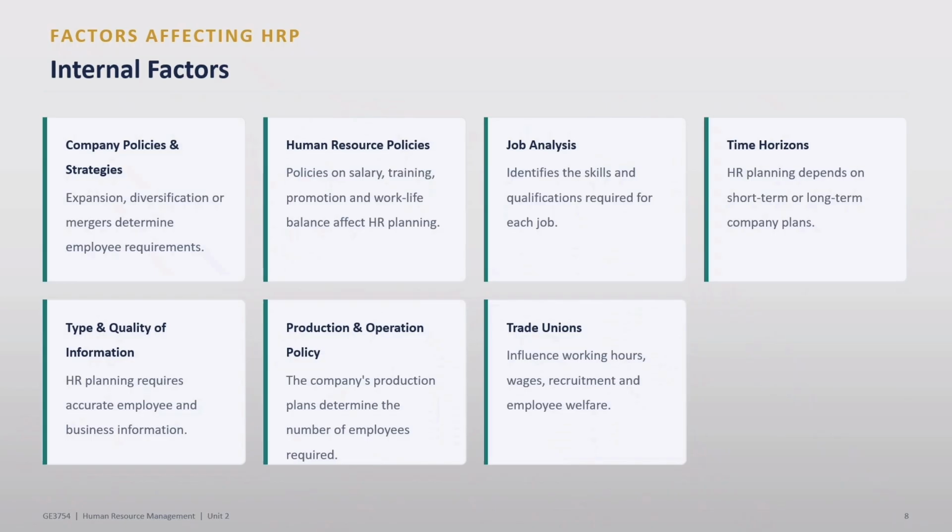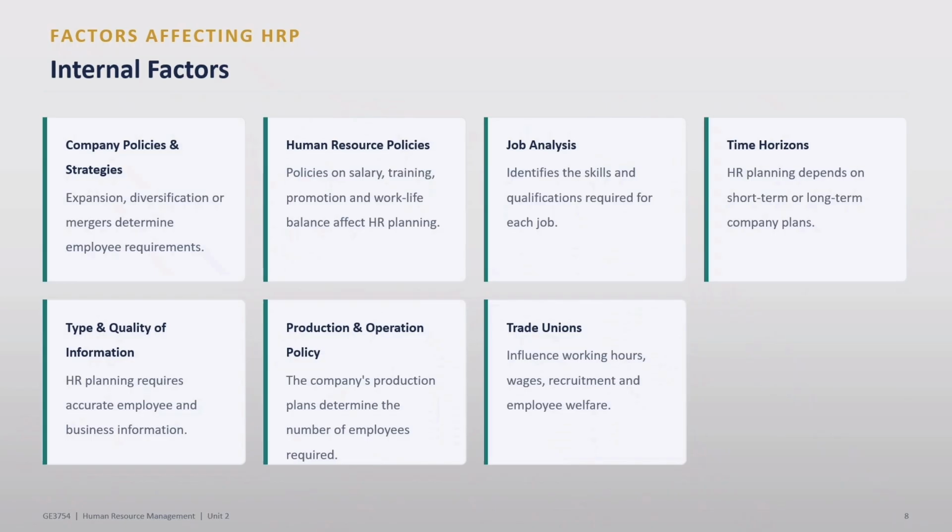And the third factor is job analysis. Job analysis helps the organization identify the skills, qualifications, and other requirements needed for each particular job. The fourth factor is the time horizon. HR planning may be based on a short-term or long-term organizational plan. Therefore, the time period considered by the organization also affects its manpower planning.